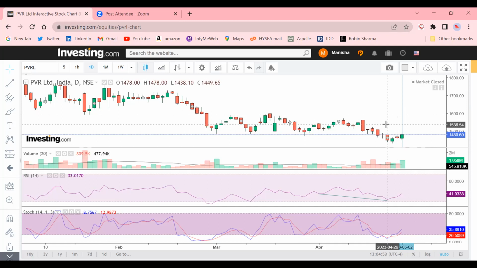So here, you can see this line. I drew this line as a trend line, which shows negative, right? But I don't know what to do with this. This is like blue crossing red, meaning it is going to increase now, correct? Right. So you are looking at PVR in a daily time frame.